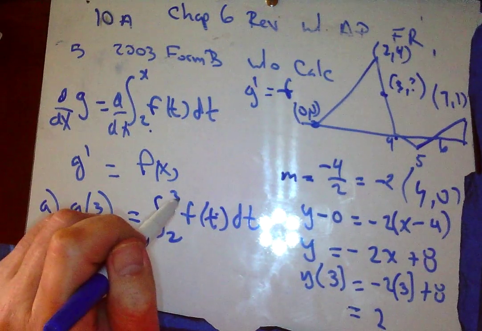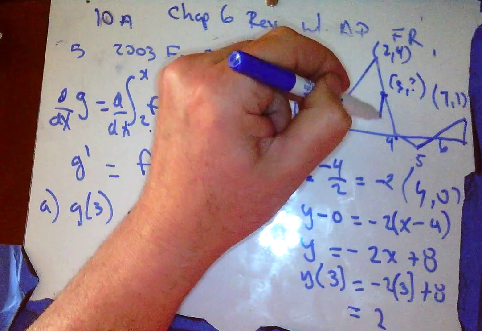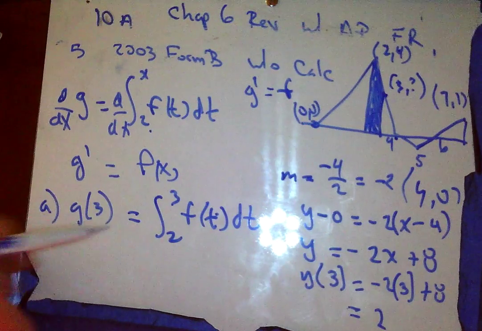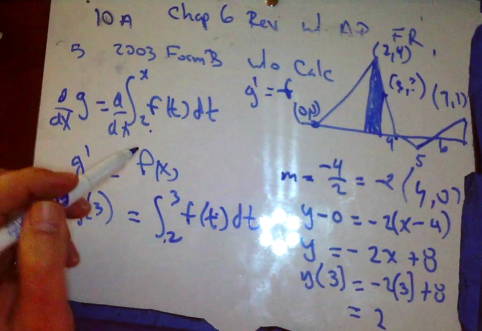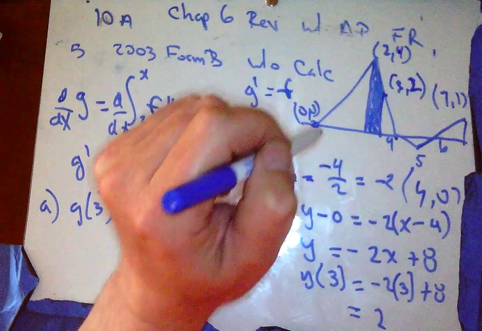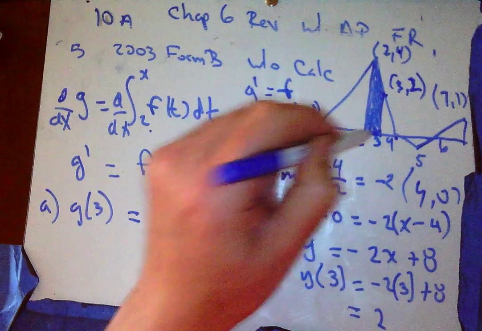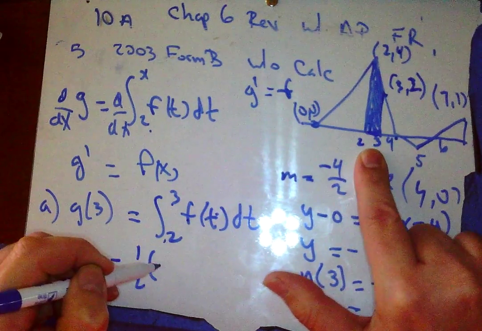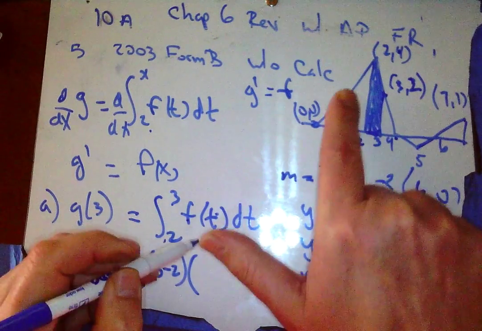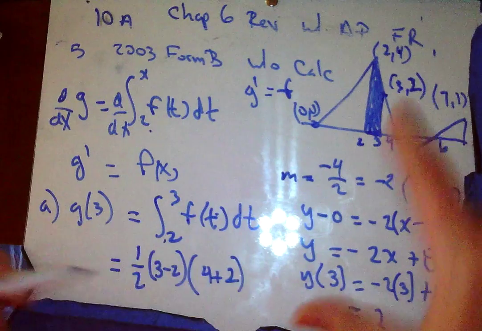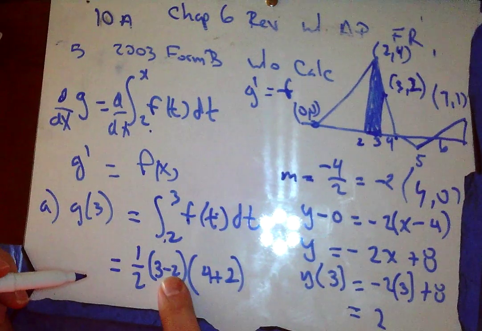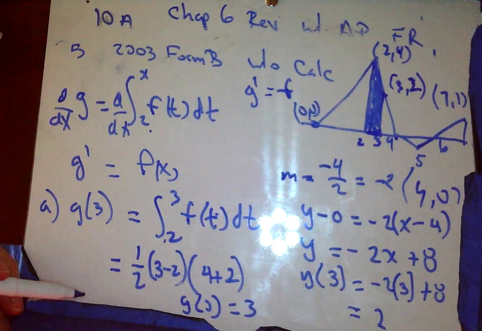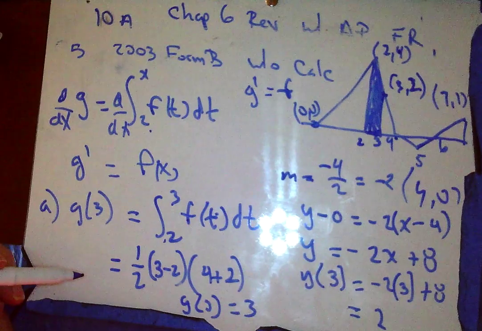So I know that I'm looking for the area of this trapezoid, the area under this f curve from 2 to 3. I know that this is 2 and that is 4, and I know that the distance from 2 to 3 is 1. So that's going to be 1/2 times the height, 3 minus 2, times base 1 plus base 2. So that's going to be 6 times 1 is 6, divided by 2 is 3. g of 3 equals 3. Done. Next, g prime of 3.